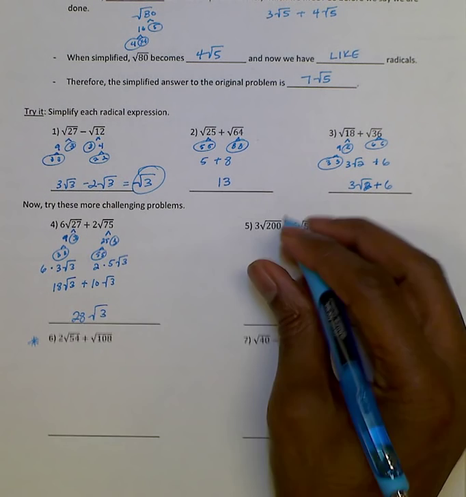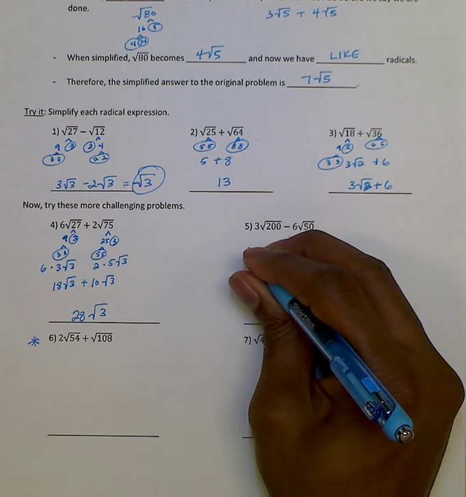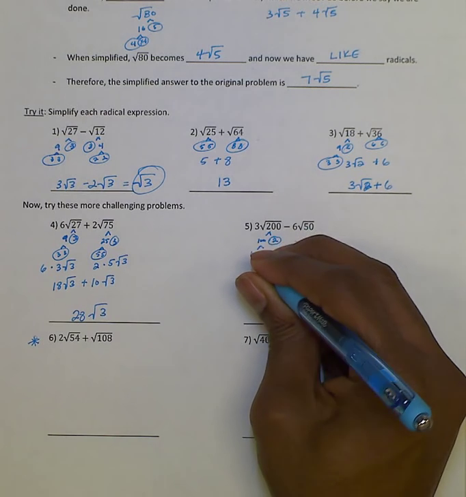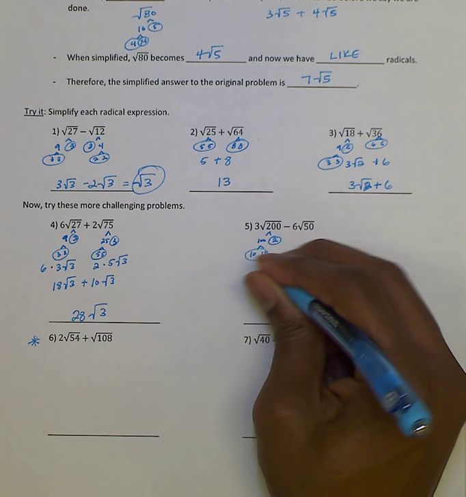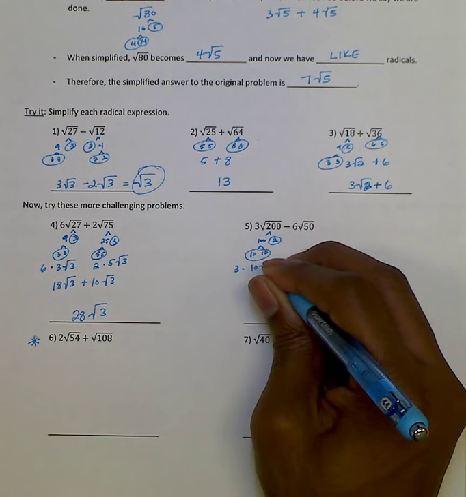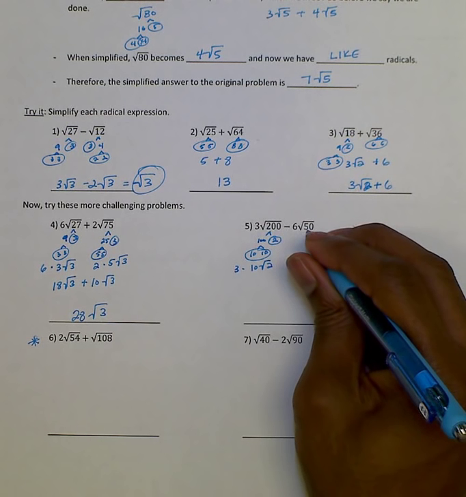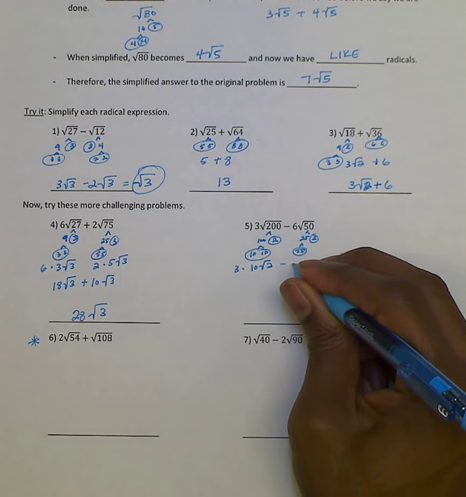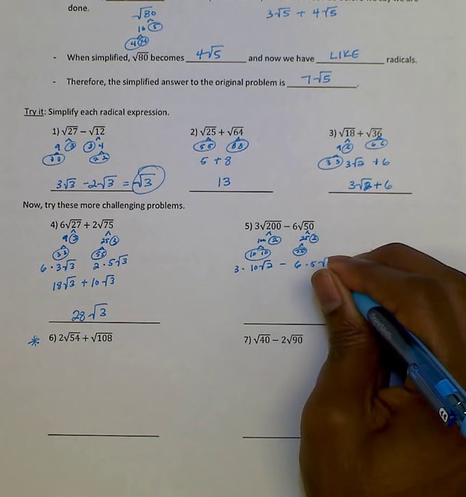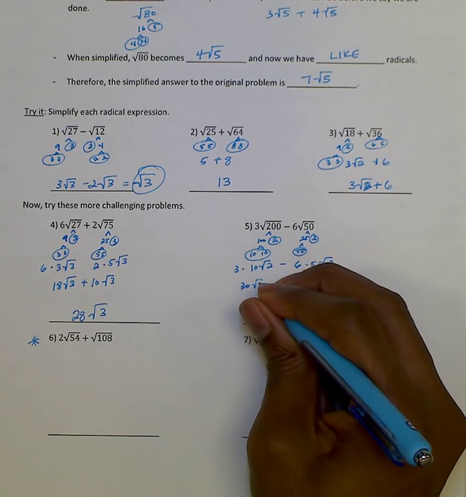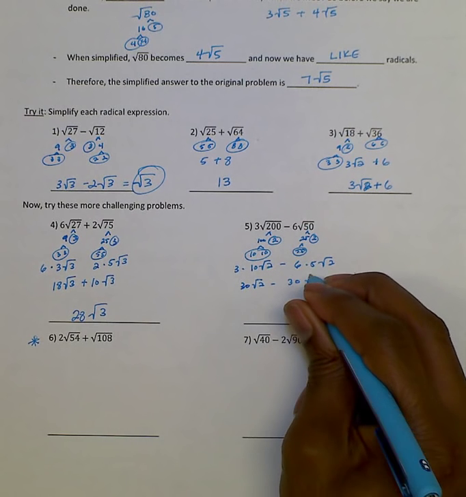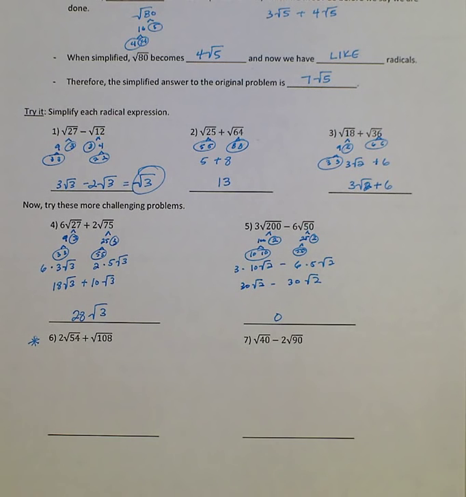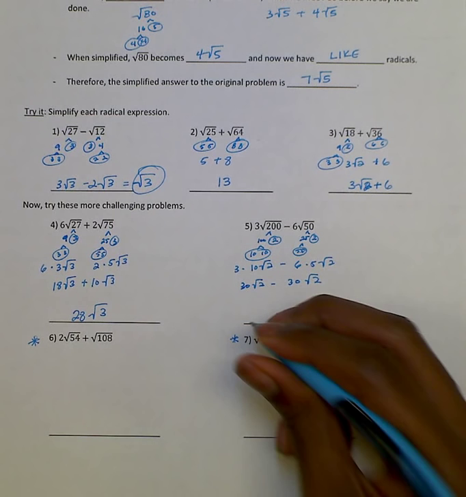Okay, number 5. I have 3 radical 200. So again, I'm going to have to break down this 200. I know 100 breaks down to 10 and 10. So I have 3 times 10 radical 2. Radical 50, that gives me 5 radical 2. So now I have minus 6 times 5 radical 2. So what I have here is 30 radical 2 minus 30 radical 2. That gives me nothing. 0. Okay. You have a problem like that with number 7. Try that out for me, okay?